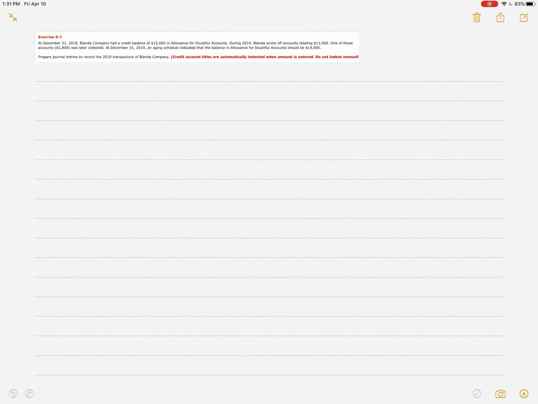Alright, so this is exercise 8-7 that we're going to look at. And this one gives you a different scenario. I'm going to keep track here of our allowance for doubtful accounts because it's going to be important to look at. So it tells us that we have a credit balance of $15,000 to start with. And then it tells us that we wrote off accounts totaling $11,000.